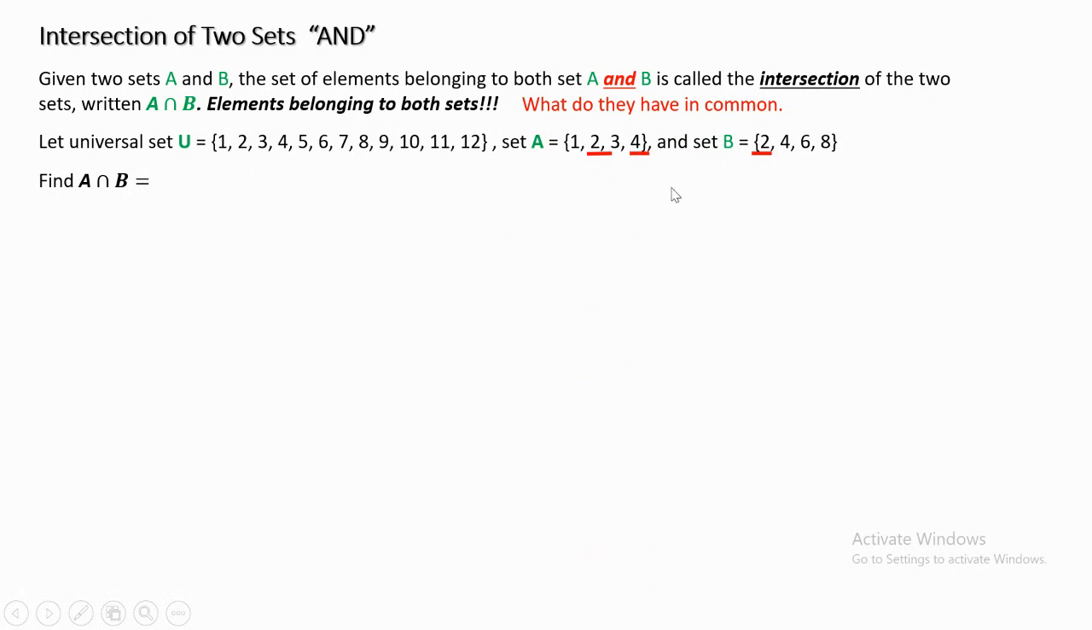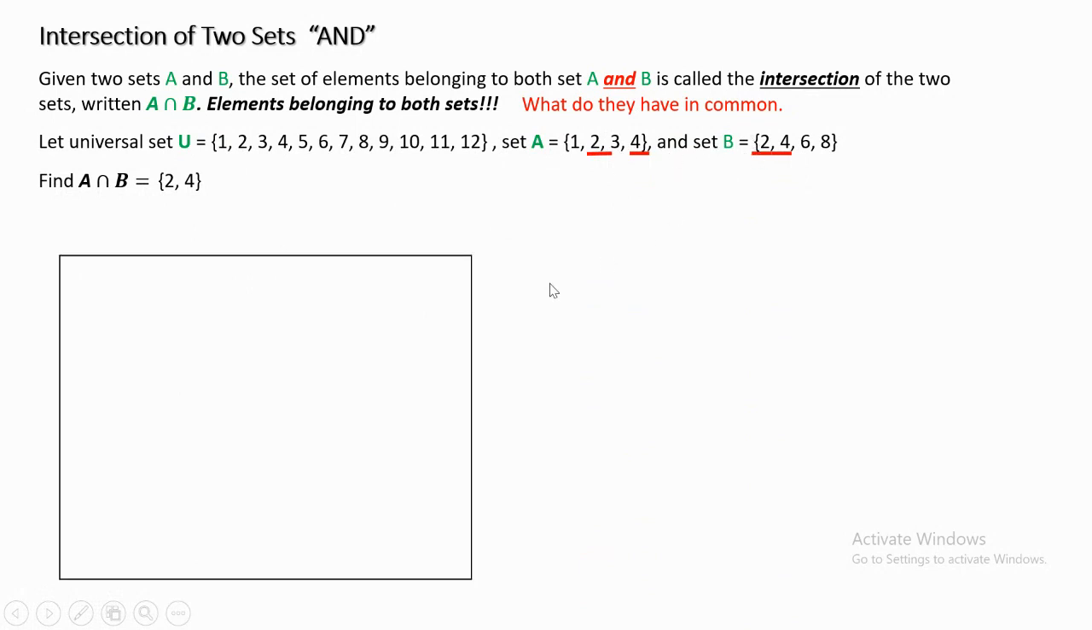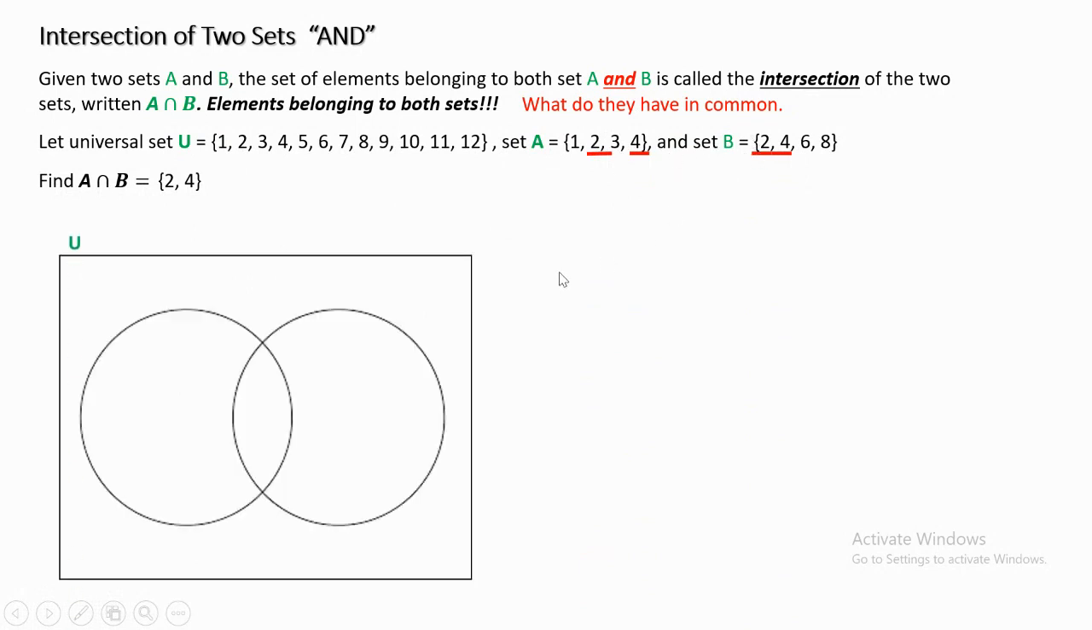They have in common a 4. So A intersects B will be the set containing the elements 2 and 4. That means intersection. What do they intersect, or what do they have in common? Now let's do it in a Venn diagram. This is set A. This is set B. Here's where they intersect. That's why A intersects B will be the portion where they intersect, or where they have in common.